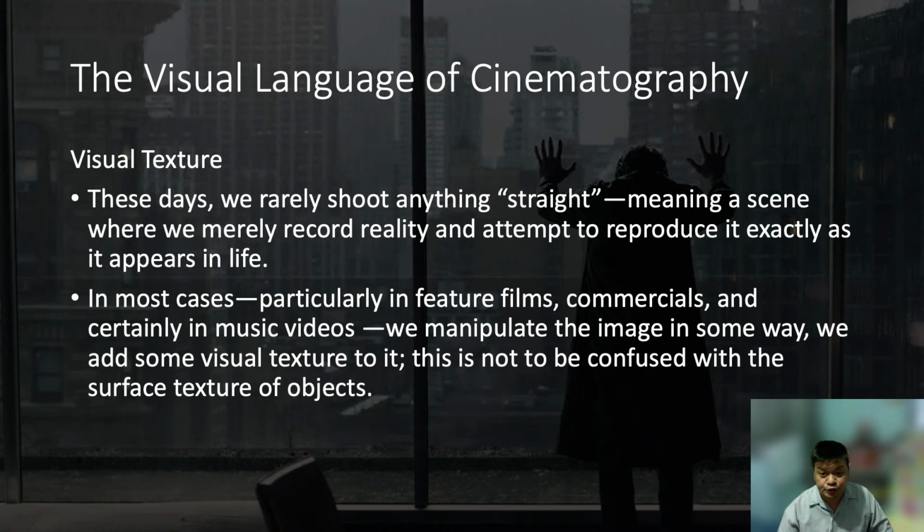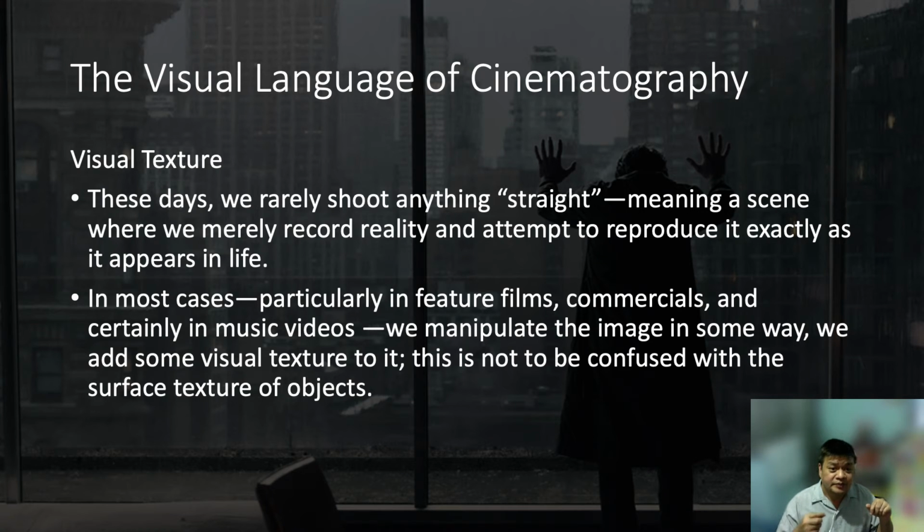Next is visual texture. Now, these days, we rarely shoot anything straight, meaning a scene where we merely record reality and attempt to reproduce it exactly as it appears in life. What does it mean? Okay, in most cases, particularly in feature films, commercials, certainly in music videos, we manipulate the image in some way. We add texture from post-production, we add lighting, we add other elements to help us communicate our story.